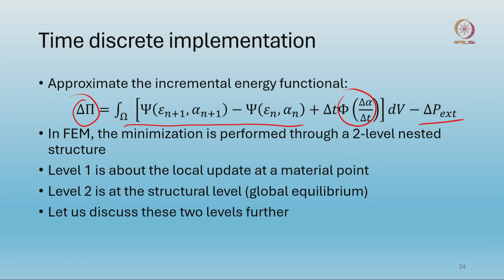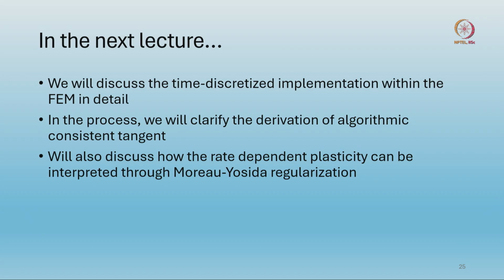So in FEM this minimization will also be performed using a two level structure, nested structure, that we have already discussed, the local as well as the global form, right. We have already seen that. So the local is about at every material point update of alpha, and level 2 at the structural level or the global equilibrium level. So we will discuss this in detail, and then from there we will see how in the context of finite element implementation, how basically the notion of a consistent tangent comes in.